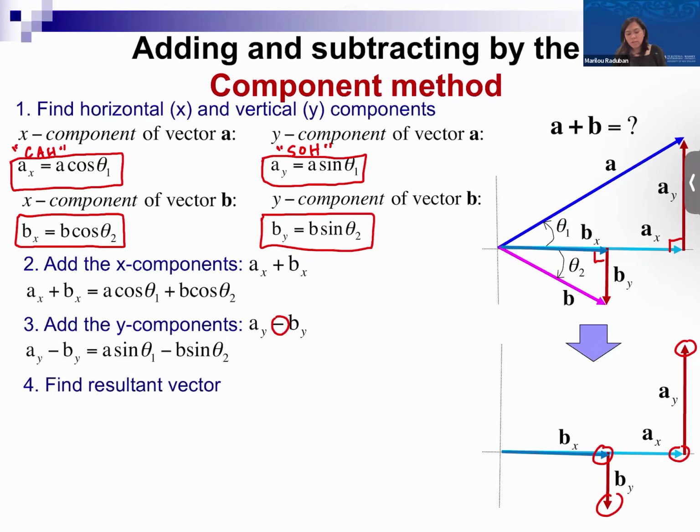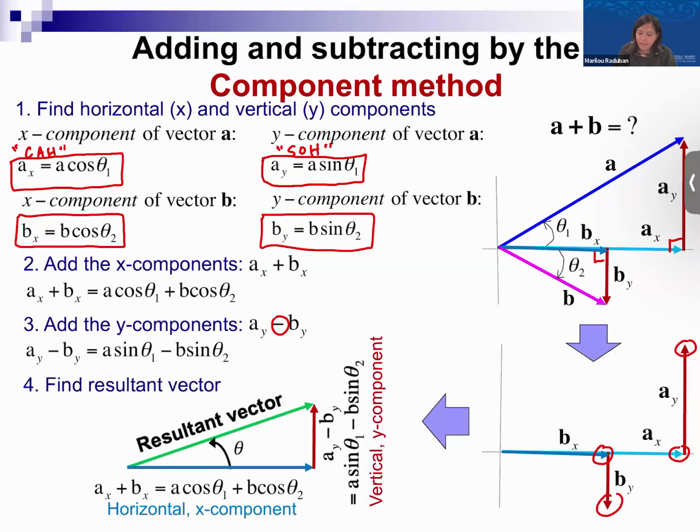Okay, once we've added the x components all together and then added the y components all together, you will find that you will now have just a single x component and a single y component, right? So the single x or horizontal component came from adding the two horizontal components, and the single y component comes from adding the two vertical components, taking note that one of them is negative. Okay.